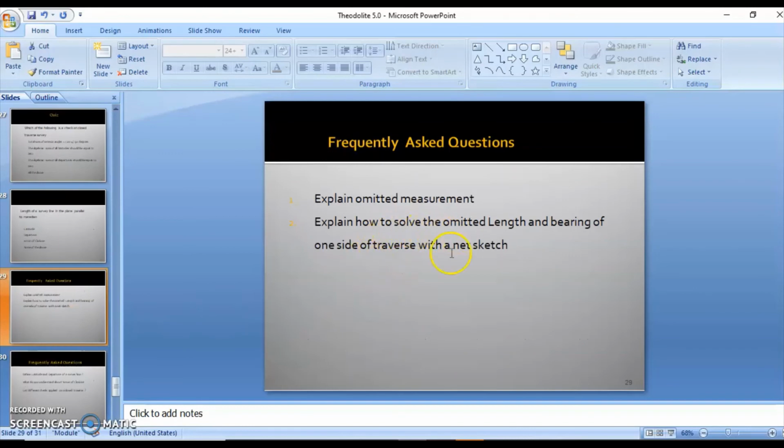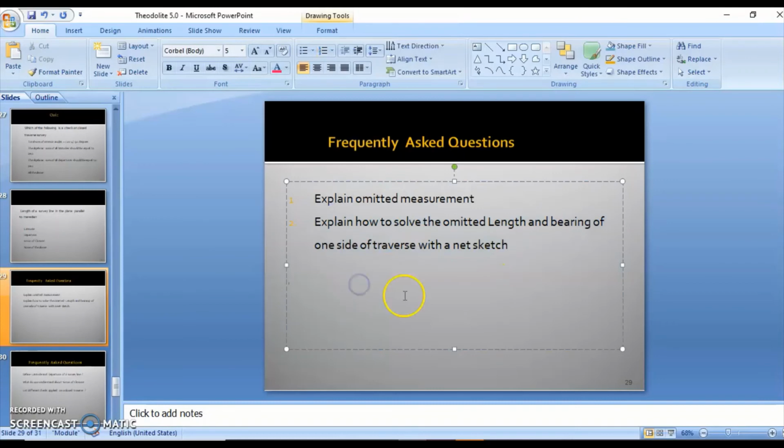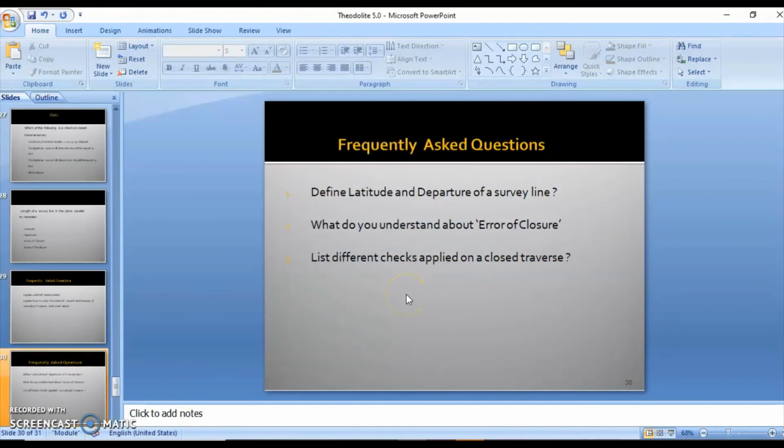Next, explain how to solve the omitted length and bearing of one side of a traverse with a neat sketch. That is the problem we have done. Okay. Next, define latitude and departure of a survey line. With a figure, you have to explain the latitude and departure. And the next one is, what do you understand about error of closure?